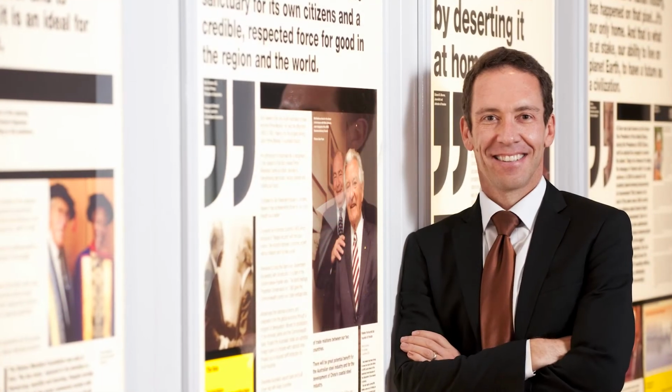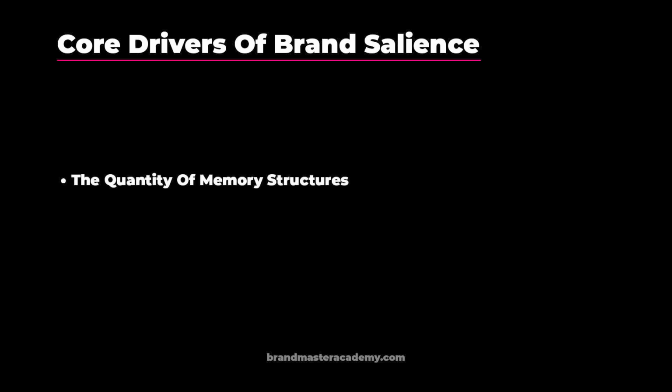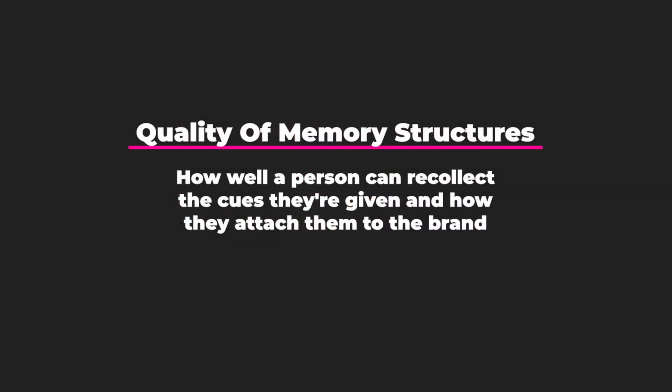Byron Sharp, professor of marketing, has identified two core drivers of brand salience: the quantity of memory structures and the quality of memory structures. The quantity of memory structures refers to the amount of cues you give the audience to remember your brand. The more memory structures a person has for a brand, the more likely the brand is salient in that buying decision. So, how many distinctive brand assets do you have to create memory hooks in the mind of the audience? The quality of memory structures refers to how well a person can recollect the cues they're given and how they attach them to the brand.